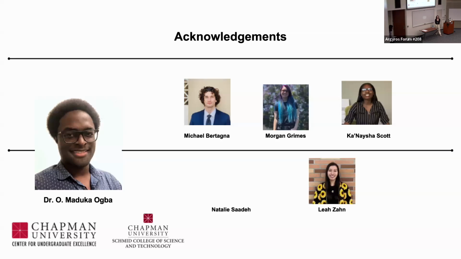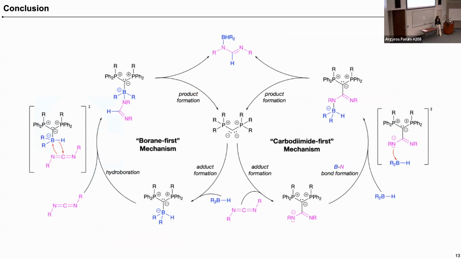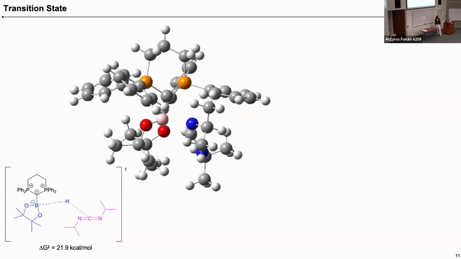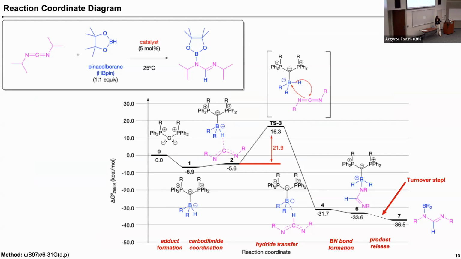Well, I'm still of the belief that the borane first mechanism is the one that's happening, just because, well, I also have emotional attachment to it. But the difference would be that we would see differing delta G values for those steps. If you go back to my reaction coordinate diagram, most of my steps are going down in delta G aside from that 1 to 2 step. So I would expect that the carbodiimide first side wouldn't be as thermodynamically favorable as this side, if that answered your question.